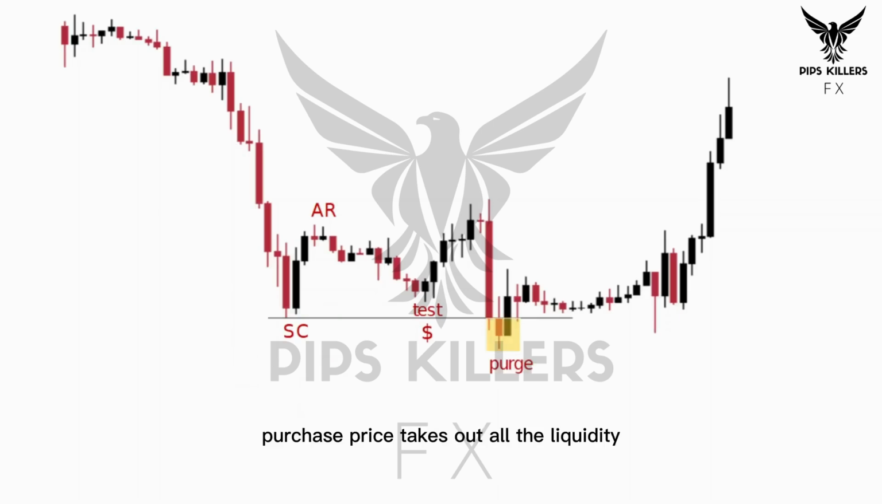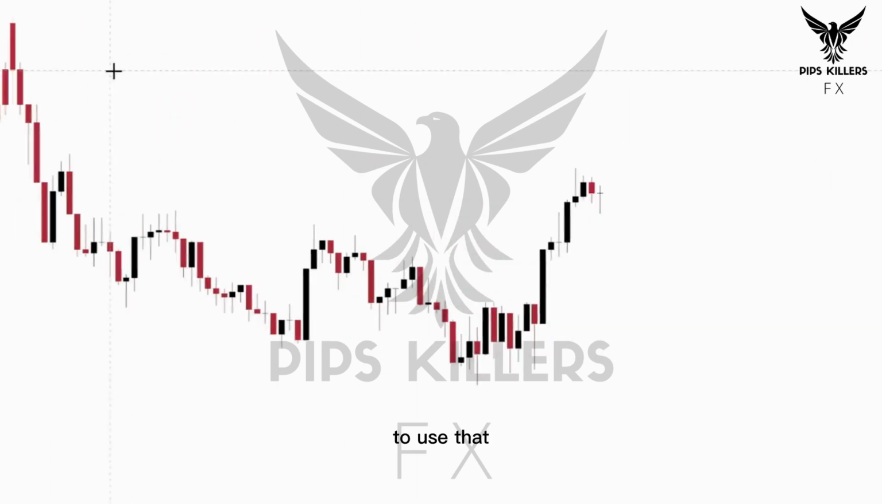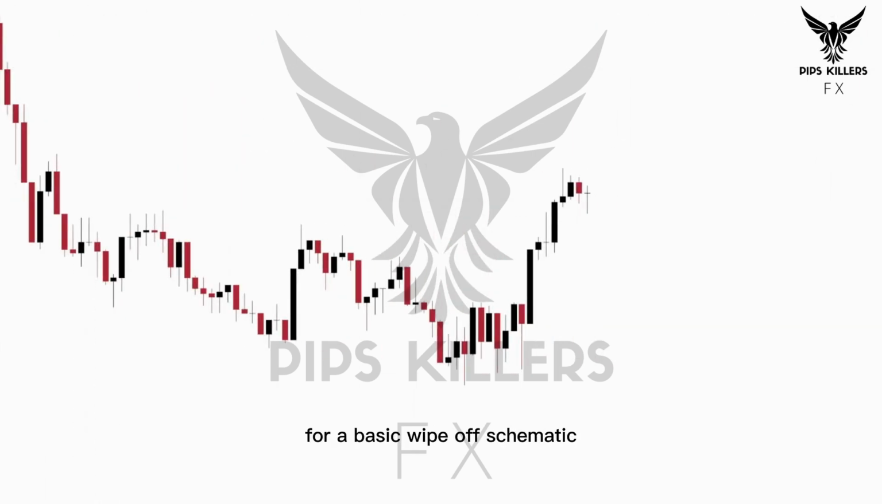After price purges, price takes out all the liquidity of anybody that purchased at the test. So where their stop losses were, it got purged. After the purge, price will come back into the range and reject from your purge again, which will be your return to origin. Your return to origin is when price comes back after an expansion into your range. So here's another example for a basic Wyckoff schematic.